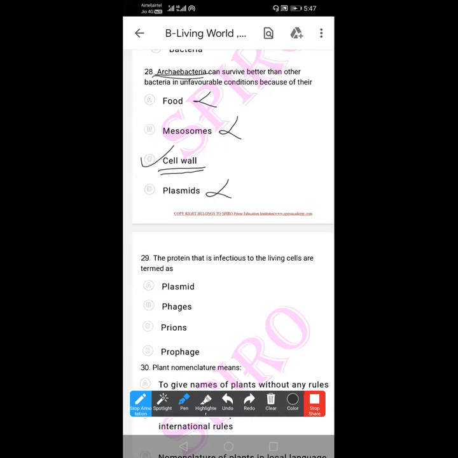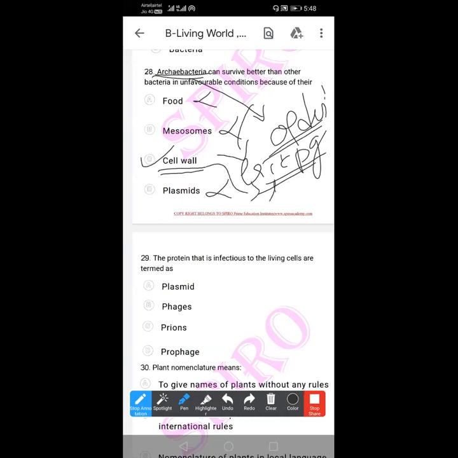Archaebacteria are the oldest living fossils. This group of bacteria lacks the peptidoglycan normally present in the Eubacteria. They have a branched lipid chain in their cell wall that gives them stability to withstand such unfavorable conditions. So the correct option is the cell wall.